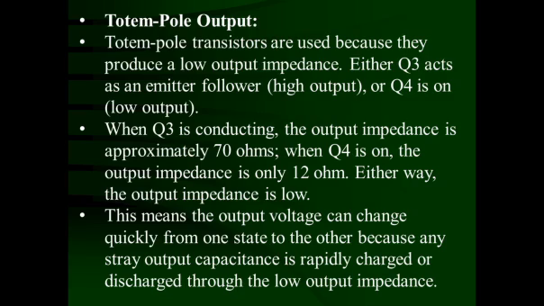If the upper one is conducting, it is an emitter follower, and the output impedance is only 70 ohms. It is nothing but a common collector configuration. And when the lower one is conducting, the output impedance is only 12 ohms, which is very low.